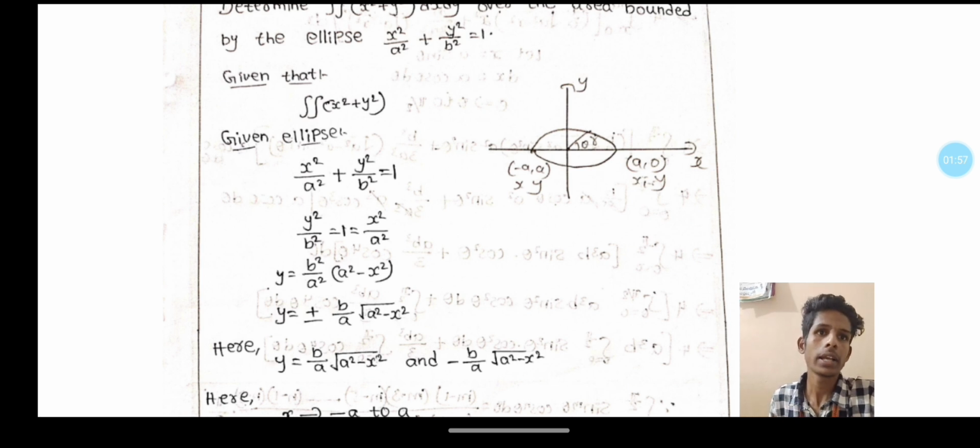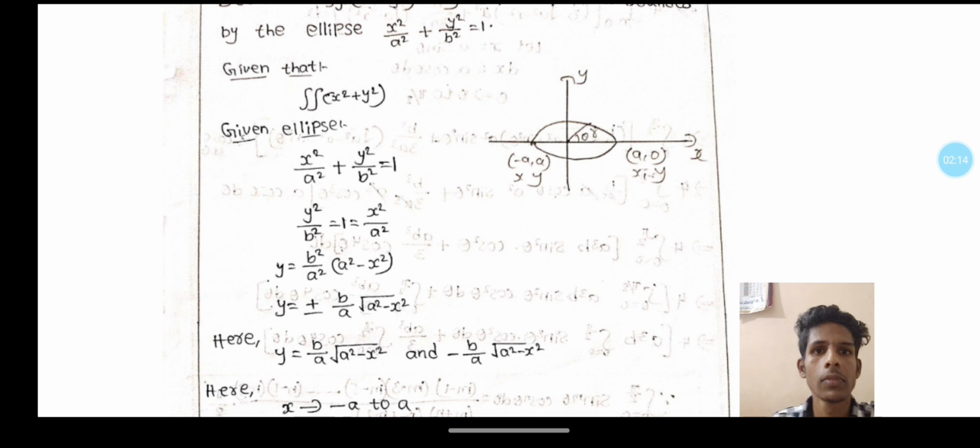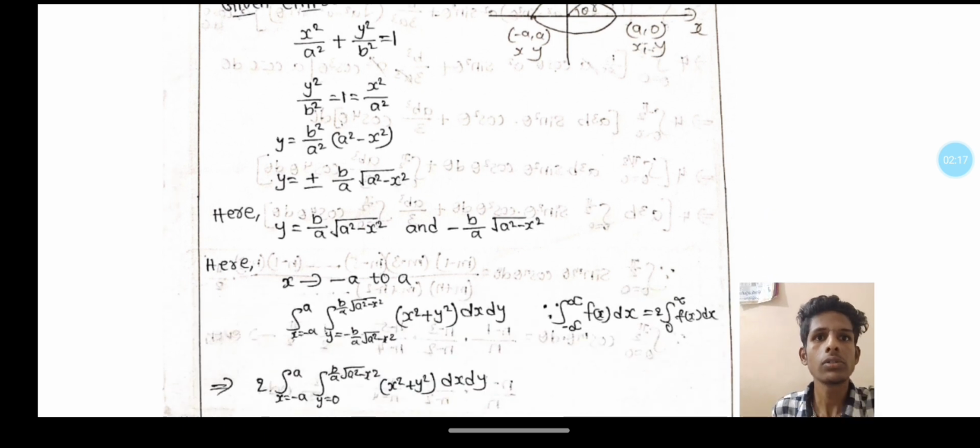Now we will show it in the diagram, with the x axis and y axis. It is the ellipse. The x axis will be from minus a to a. Here the two roots come: y is equal to b by a square root of a square minus x square, and minus b by a square root of a square minus x square. Now the x limits are minus a to a.